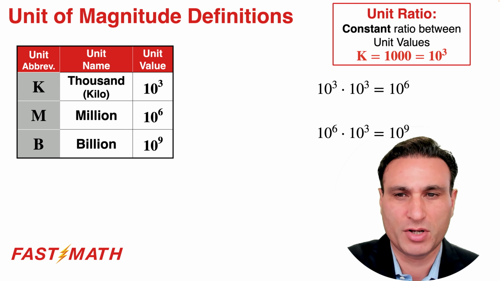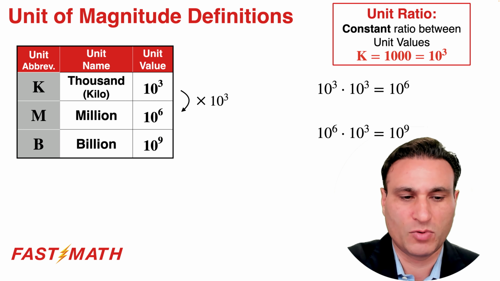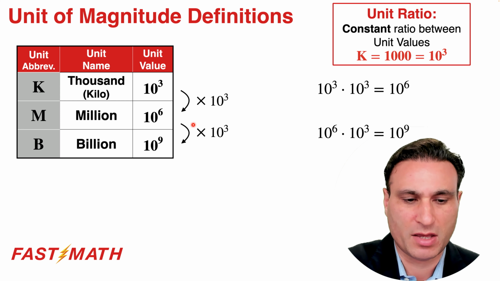So there is a constant ratio of 1,000 or 10 to the third between unit values, which is called the unit ratio. And 10 to the third has the abbreviation K. So starting at 1,000, which is 10 to the third, and multiplying by 10 to the third, which is 1,000, you increase the exponent by 3 from 10 to the third to get 10 to the sixth, which is million. Similarly, multiplying a million by 1,000 increases the exponent by 3 from 6 to 9, which is billion, which is the next larger unit from million.